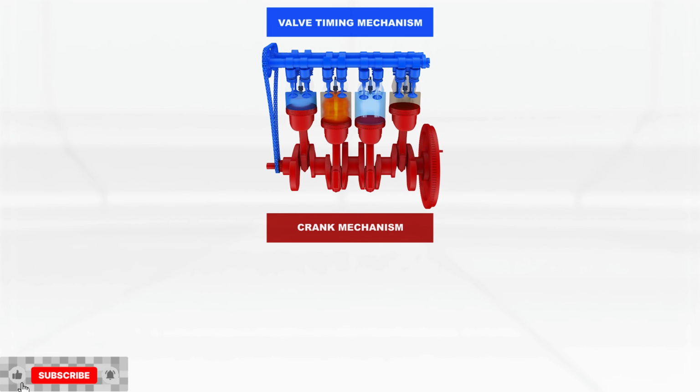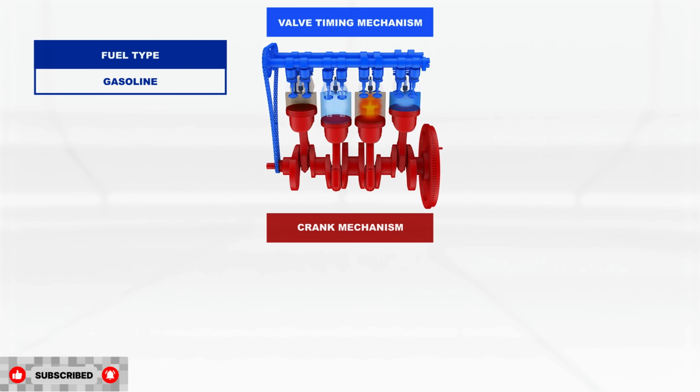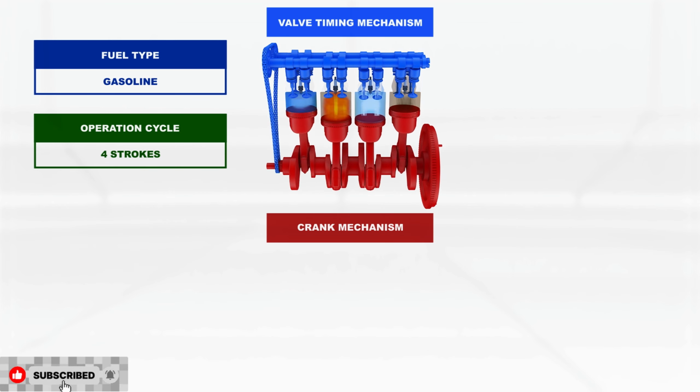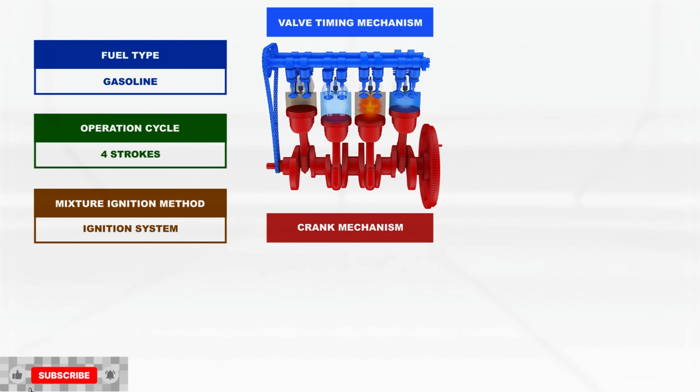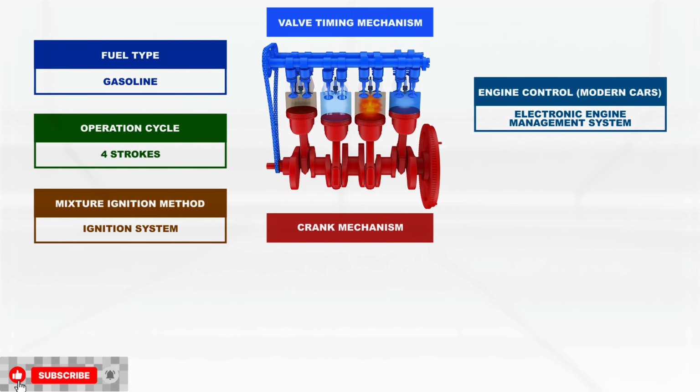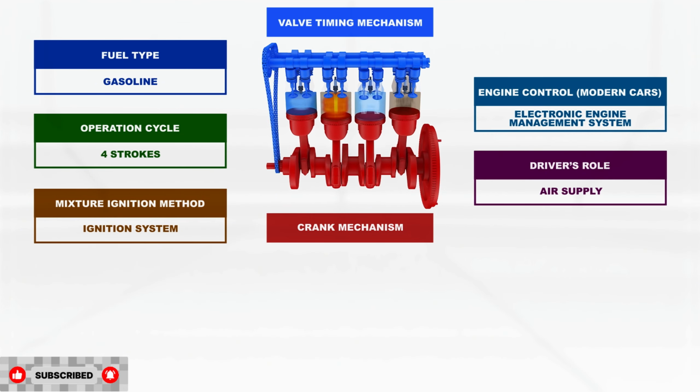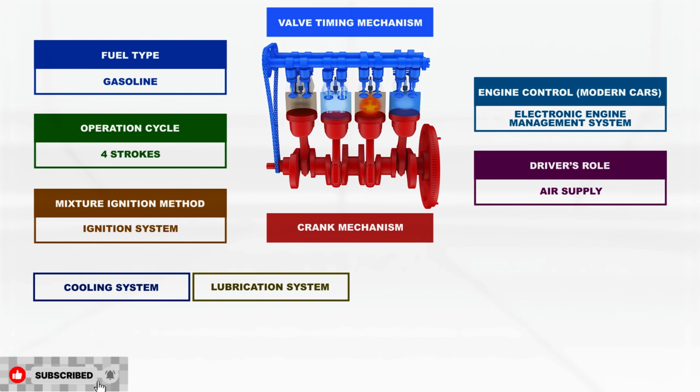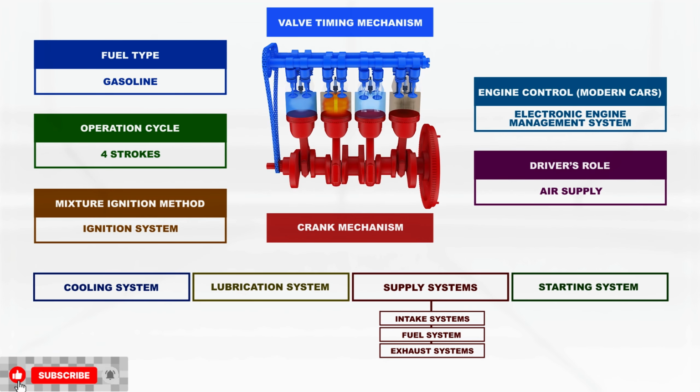Let's summarize. The engine comprises two major assemblies, the crank mechanism and the valve timing mechanism. It runs on gasoline and has a 4-stroke operation cycle. The combustible mixture is ignited by the ignition system. The engine in a contemporary automobile is controlled by an electronic engine management system, while the driver controls air supply to the cylinders. Other important engine subsystems include the cooling system, lubrication system, supply systems, starting system. This concludes our tutorial on the gasoline internal combustion engine.